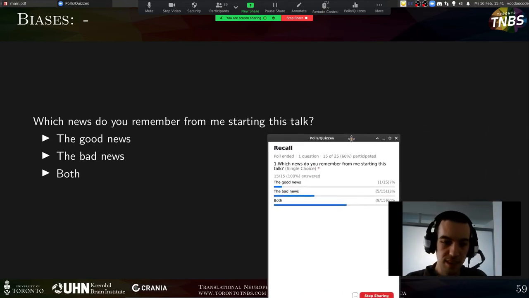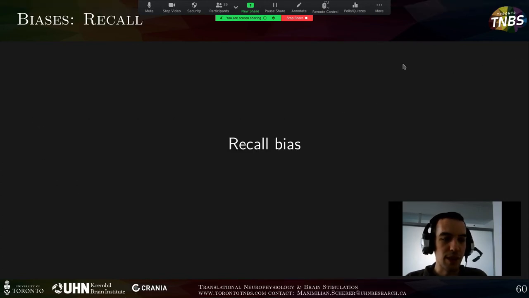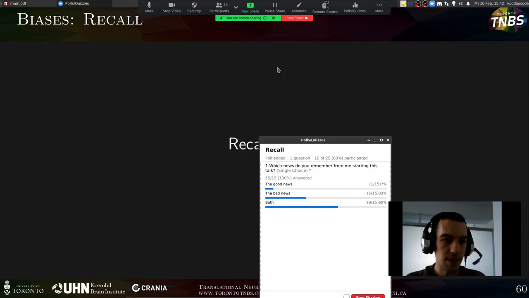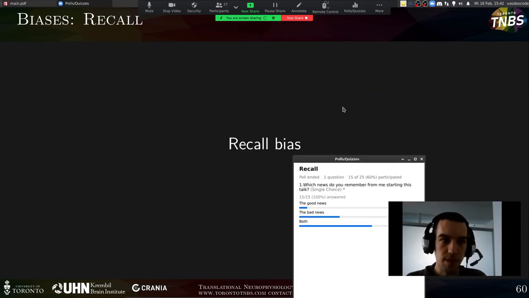Results. So that part is usually called the recall bias. And the recall bias, as the name already says, means that if you hand your patients out a questionnaire or you ask them to do some interaction, that's going to be dependent on how the patient recalls stuff.